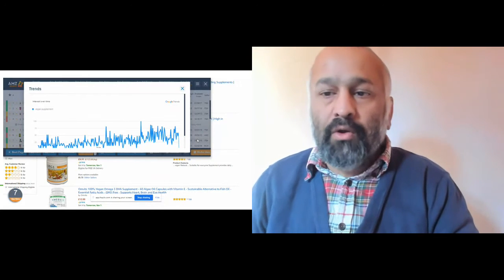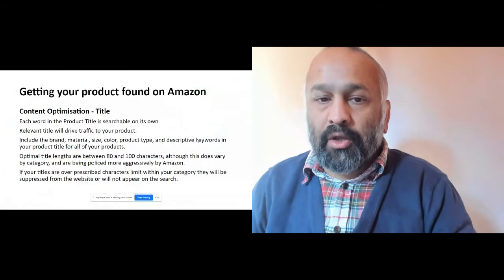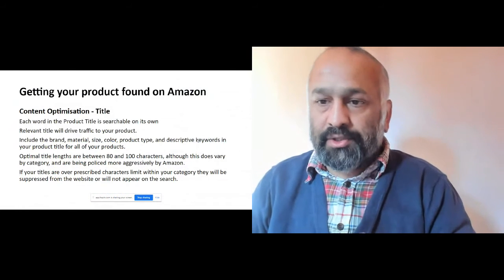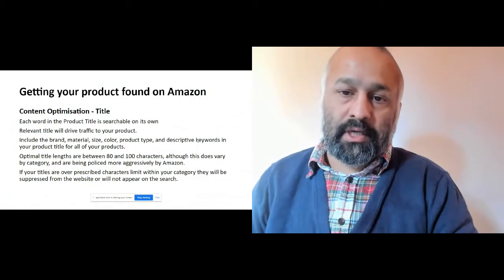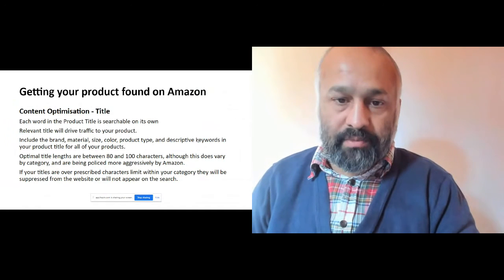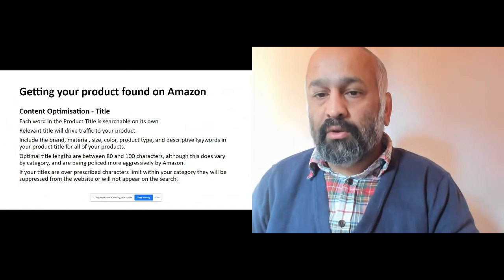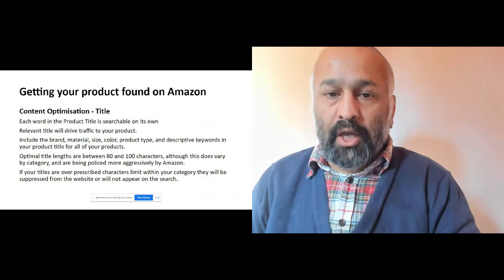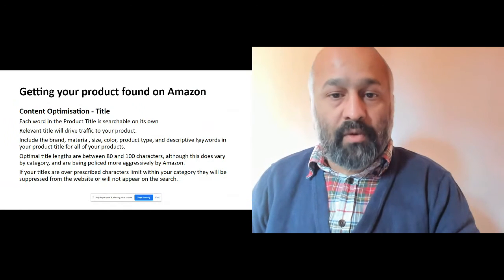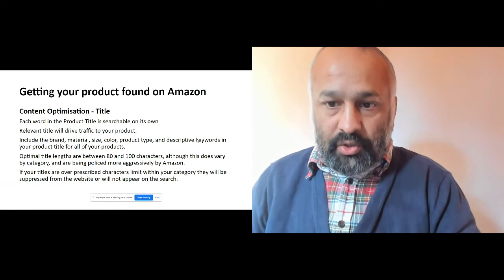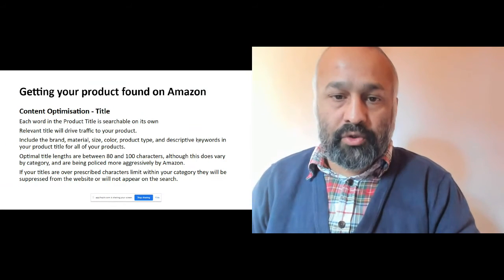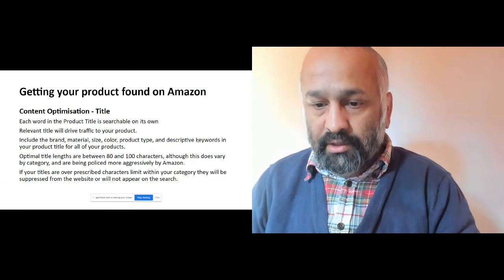Now, moving on to the content side of things after product research. Let's assume you've got the product decided and you're going to source that product. Then what helps you to be found on Amazon? That's the next stage. So the first thing to do with getting found is getting the content right.